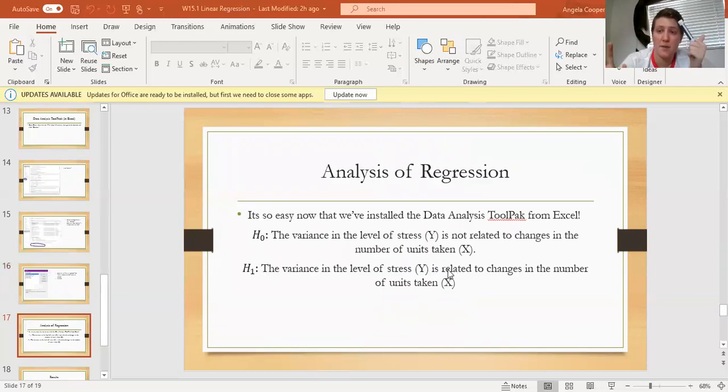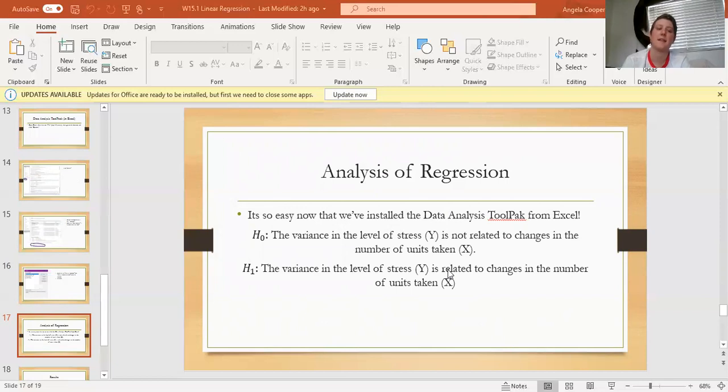If you have a Mac, it might be a little different. I used my computer, which is a PC. So if you have a Mac, you might have to go through a slightly different process, but you do still have access to the Data Analysis ToolPak. Now that we've done that, it's really easy to calculate an analysis of regression.